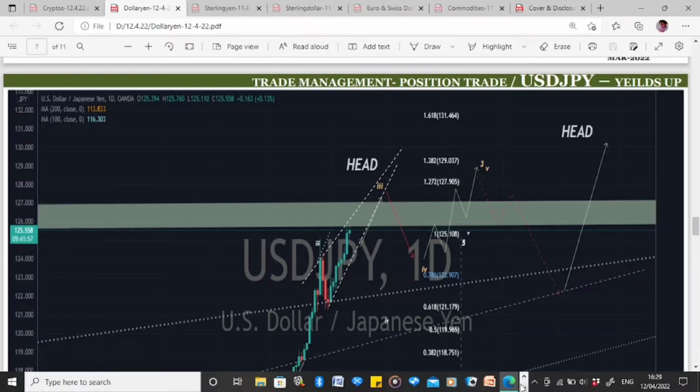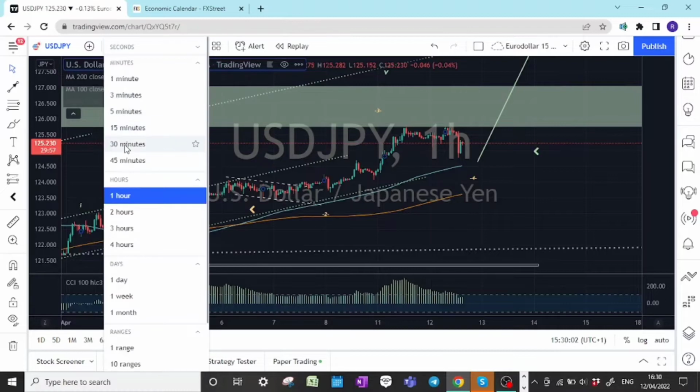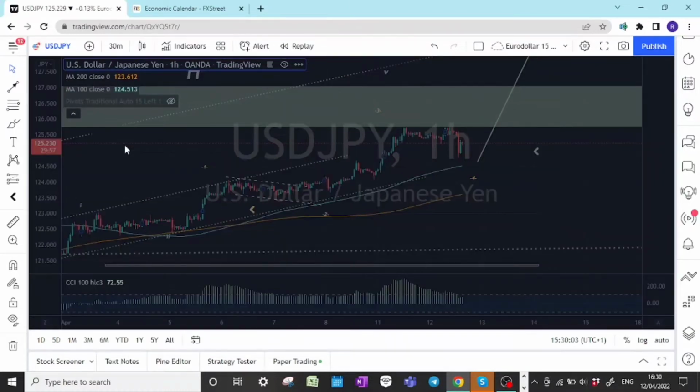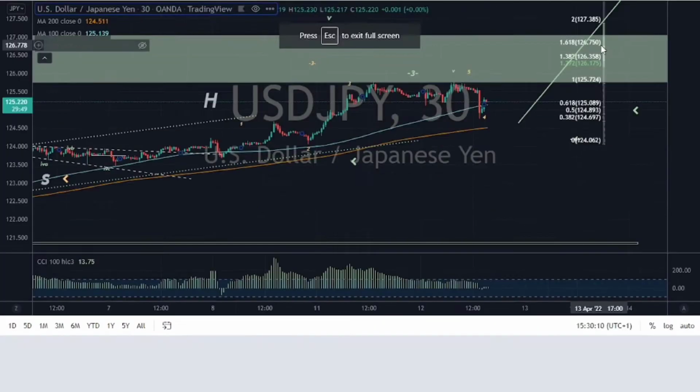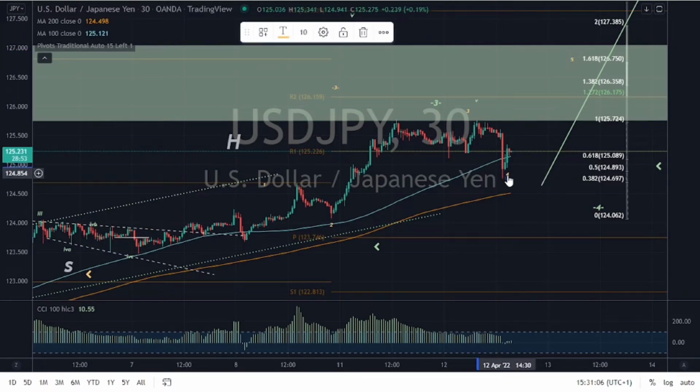Let's take a look at the market. Okay, so now that we know all the structures, we're only interested in 30 minutes and the 15 minutes. So we're not even having negative momentum on this one, on the 30. Okay, so the labels here get interesting.